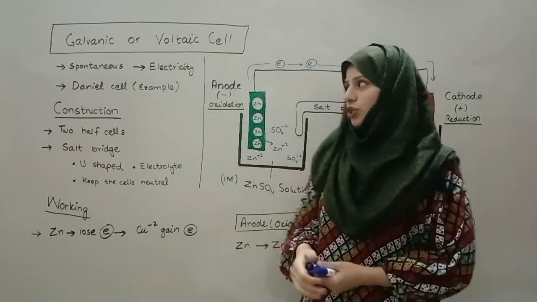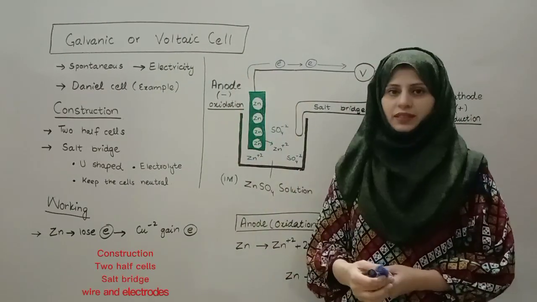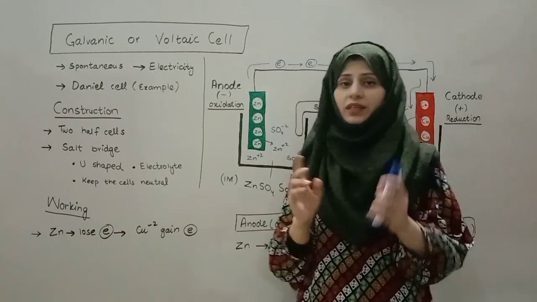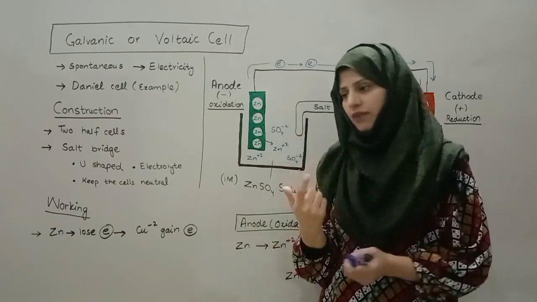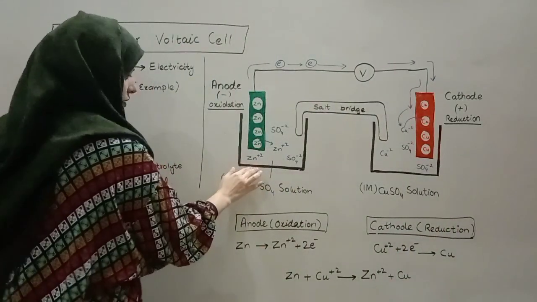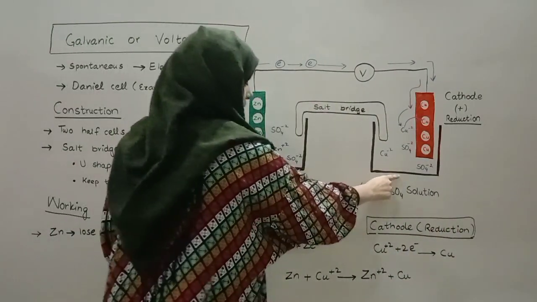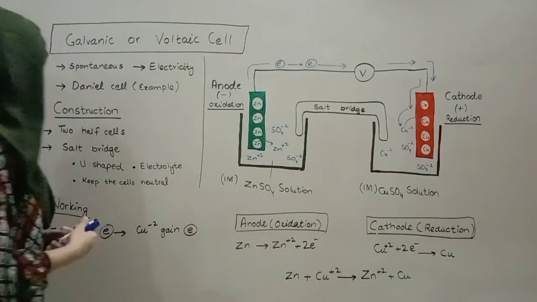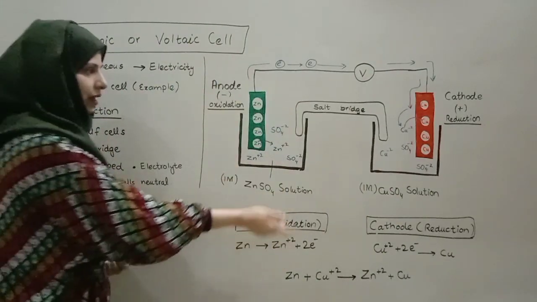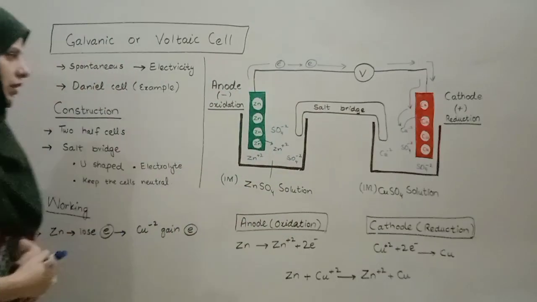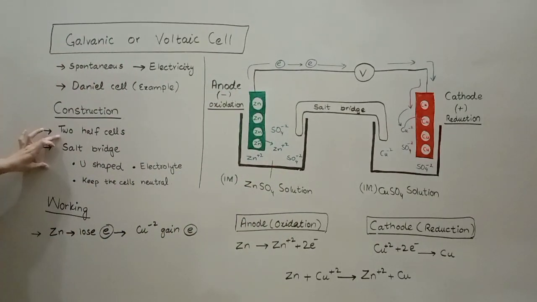Let's talk about the construction of the galvanic or voltaic cell. Basically, it consists of two half cells, the left half cell and the right half cell. These two half cells are connected electrically by a salt bridge.